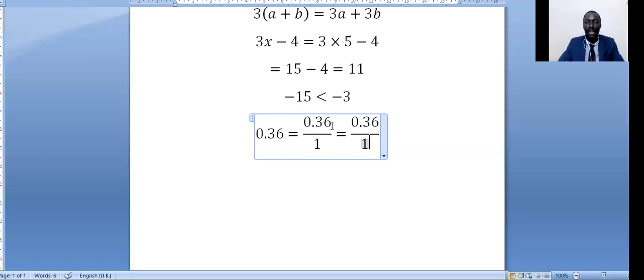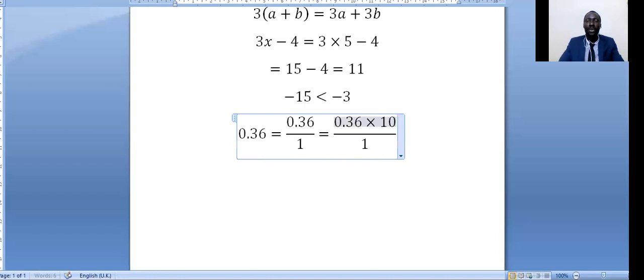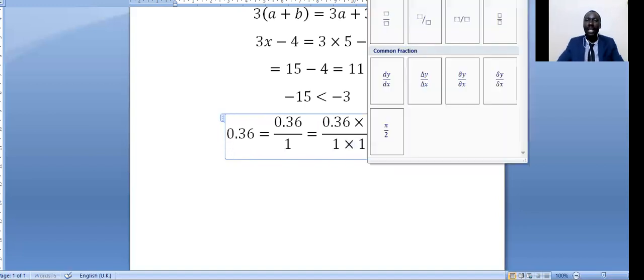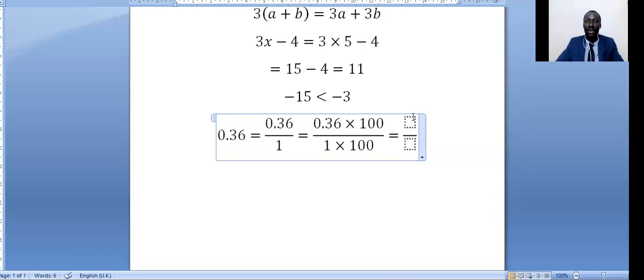How many numbers do we see here coming after the decimal point? We have 1 and 2. There are 2 numbers coming after the decimal point. That means the numerator must be multiplied by 100, that is 10 times 10. For every number coming after the decimal point, you multiply by 10. So 10 times 10 is 100. Now notice that because you have multiplied the numerator by 100, you also multiply the denominator by 100. And when you do that, what you get in this case is going to be a new value. Well, the numerator will now change to 0.36.